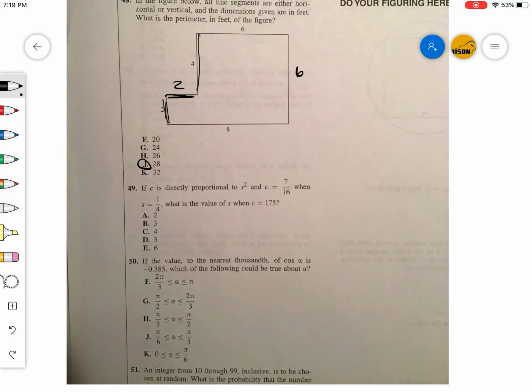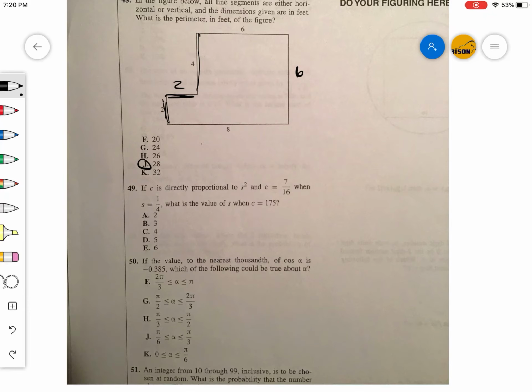All right. So if C was directly proportional to S squared, and C was 7/16 when S is a fourth, what's the value of S when C is 175? Okay. So this question is rather difficult, the way that it's phrased. Okay, so it's directly proportional to S squared. So S squared is 1/16, okay, in the situation where S is 1/4.